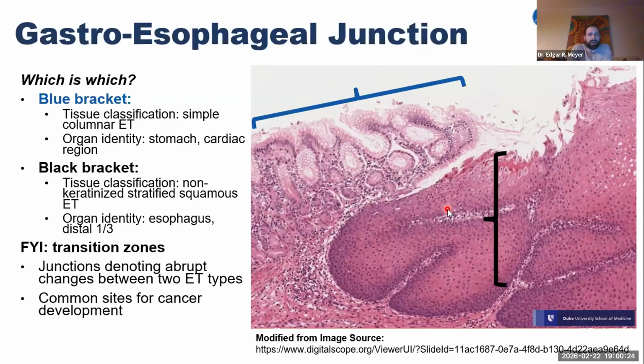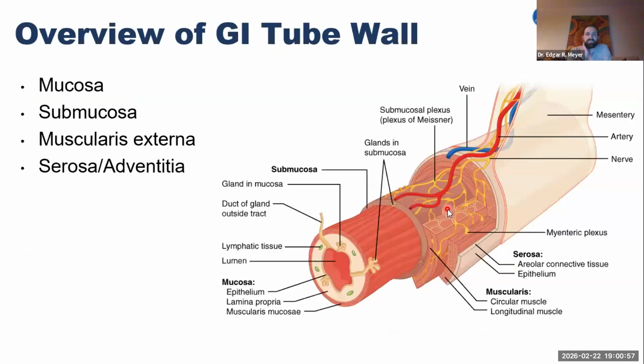Just as a little FYI, transition zones are areas in the body where we see two distinct tissue types juxtaposed that show an abrupt change between one type of tissue lining and another. And oftentimes, these are common sites for cancer development. And so that will become a topic of further study if you all decide to pursue careers in the health sciences.